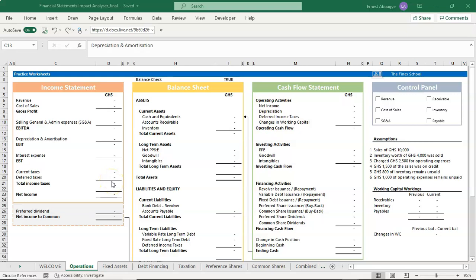Our next line of expense to consider here is the depreciation and amortization. And when we talk about depreciation, it is just about spreading the cost of a fixed asset over a period of time. This is how it happens.